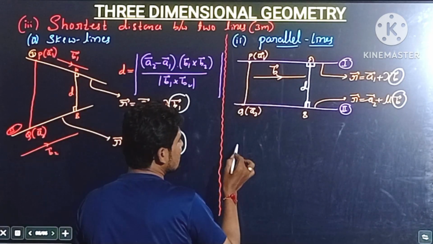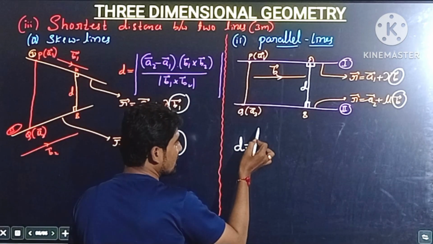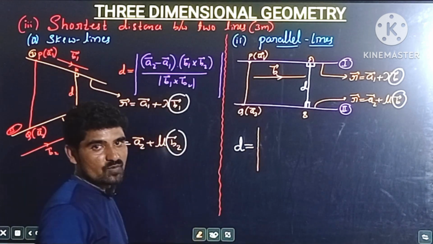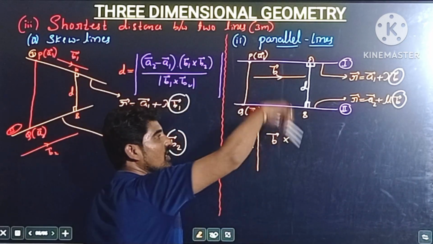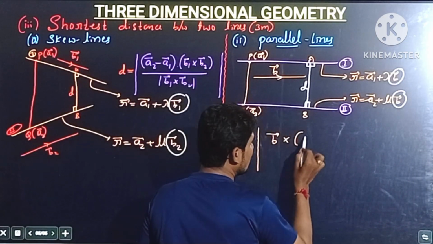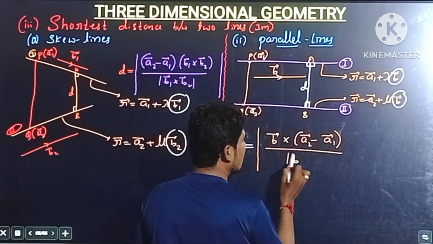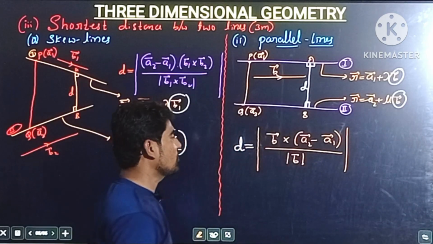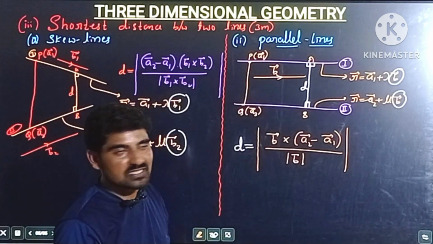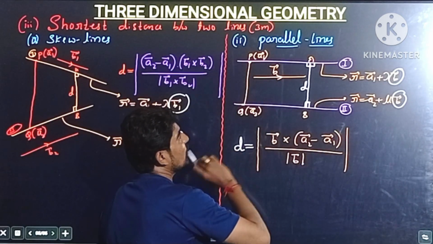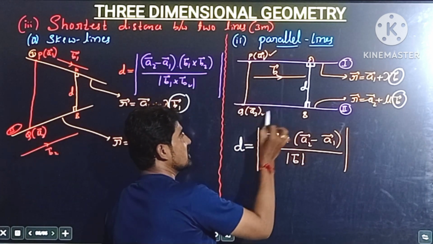Now the formula to find the distance between two parallel lines. D is nothing but the perpendicular distance between them. Distance is always positive. So D is the modulus of B vector cross (A2 vector minus A1 vector) divided by the magnitude of B vector. This is the formula to find the shortest distance between two parallel lines, where B vector is the parallel vector of both the lines, A1 vector is the position vector of the point through which the first line is passing, and A2 vector is the position vector of the point through which the second line is passing.